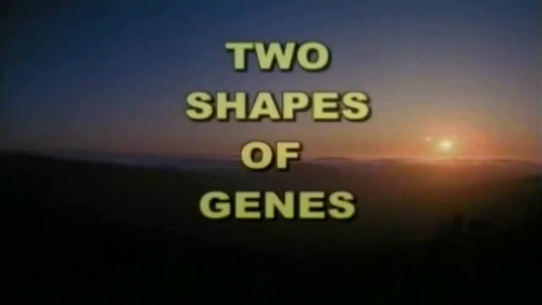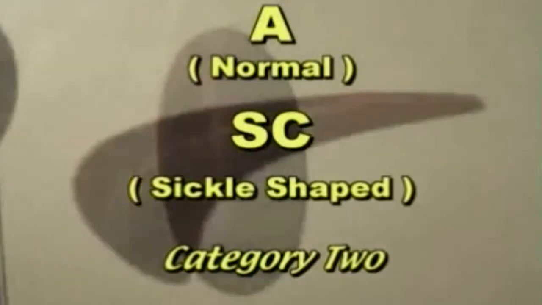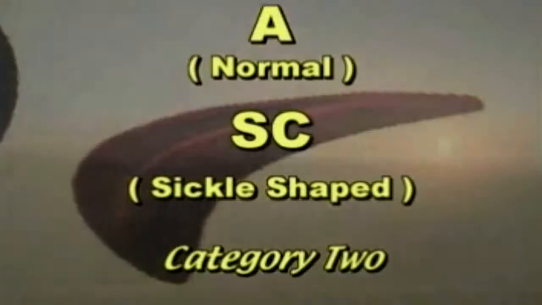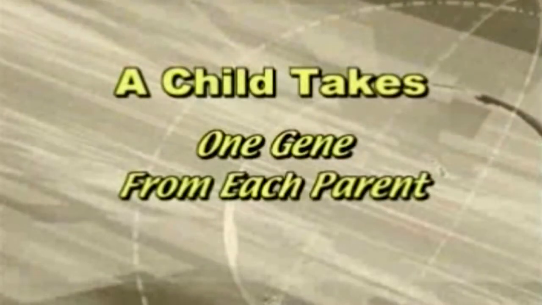Each human being has two genes regarding their blood cells. These genes could be AA, which is normal, in one category of children. Genes could also be AS or AC, which are referred to as having the sickle cell trait. A is normal, but S and C are sickle shaped, in a second category of children. Genes could also be SC or SS, and these are full-blown sickle cell, in a third category of children. A child takes one gene from each parent.